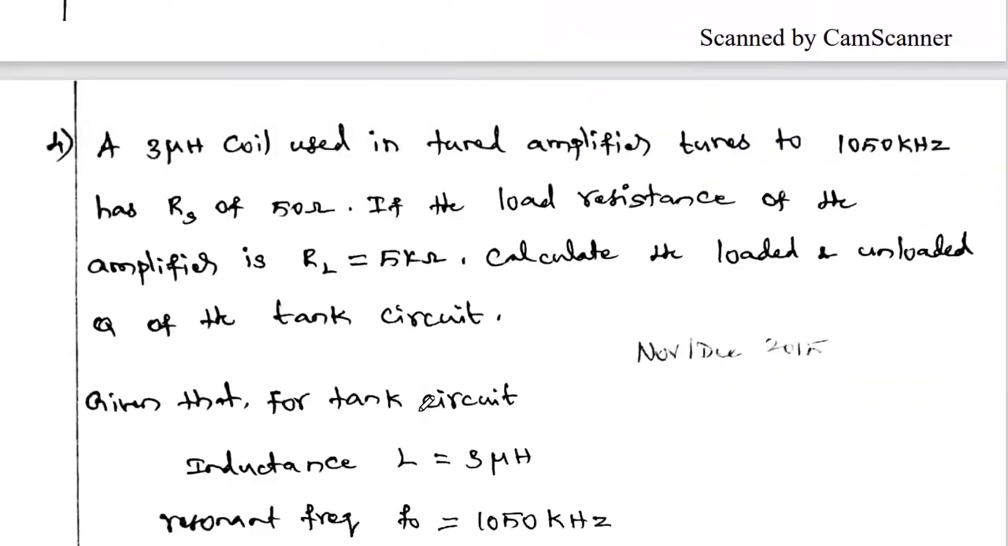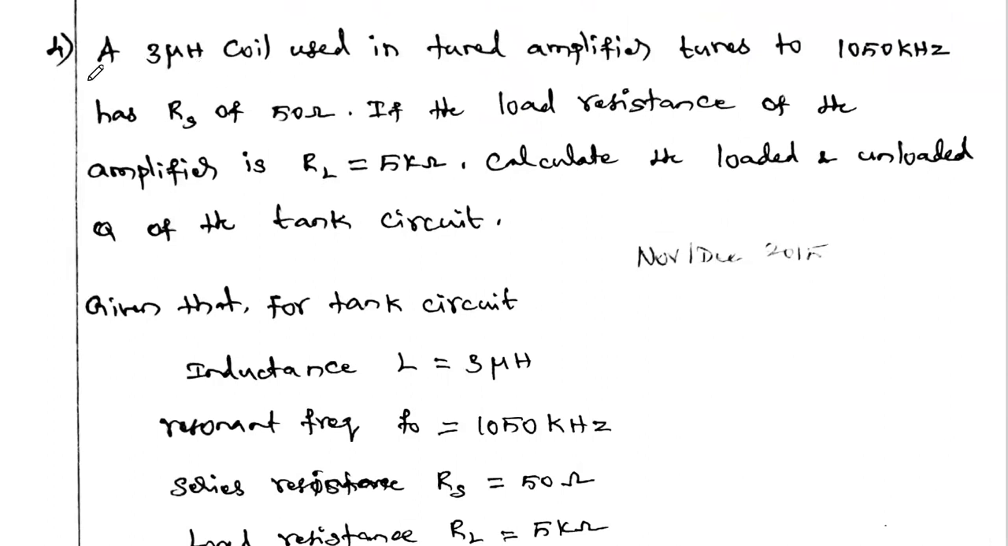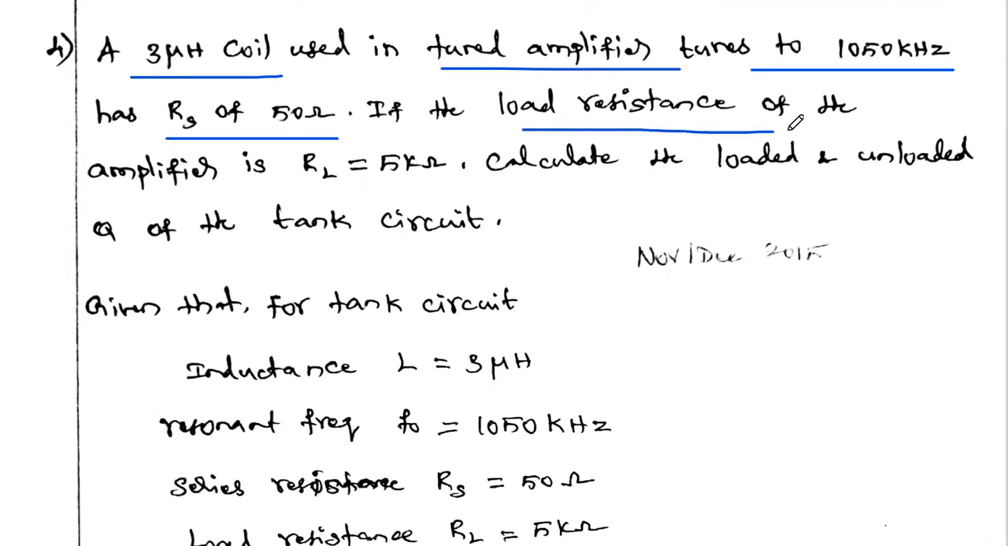Similar to that, the next problem is to find the loaded and unloaded quality factor. You see the question: a 3 microhenry coil. Coil means inductor, so the inductor value is given as 3 microhenry. This 3 microhenry coil is used in a tuned amplifier. It tunes to the frequency 1050 kilohertz. It has a series resistance of 50 ohms. If the load resistance of the amplifier is RL equal to 5 kilo ohm, calculate the loaded and unloaded quality factor of the tank circuit.